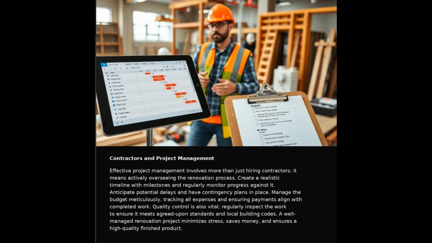Create a realistic timeline with milestones and regularly monitor progress against it. Anticipate potential delays and have contingency plans in place. Manage the budget meticulously, tracking all expenses and ensuring payments align with completed work. Quality control is also vital. Regularly inspect the work to ensure it meets agreed-upon standards and local building codes. A well-managed renovation project minimizes stress, saves money, and ensures a high-quality finished product.